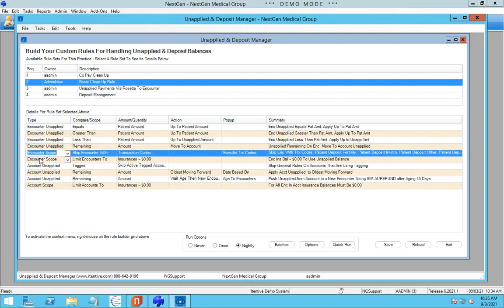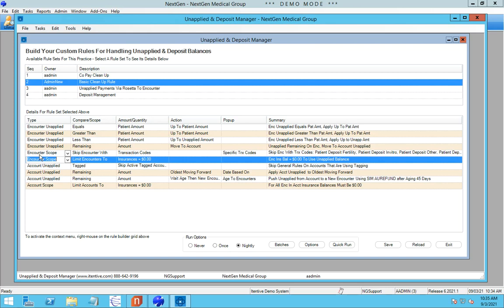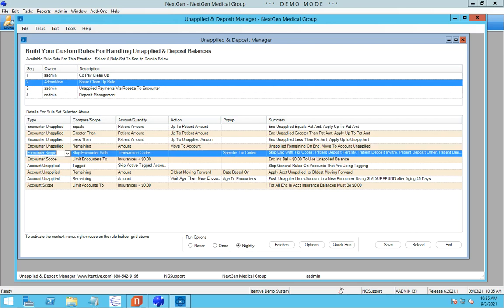The encounter scope options let you limit what's going to happen. It sets additional bounds around how this encounter unapplied processing is going to happen. Sometimes it can be used for prioritization, sometimes it can be used for constraints. There's various rules that can be built out. I'll show you how to do that in a couple moments here.